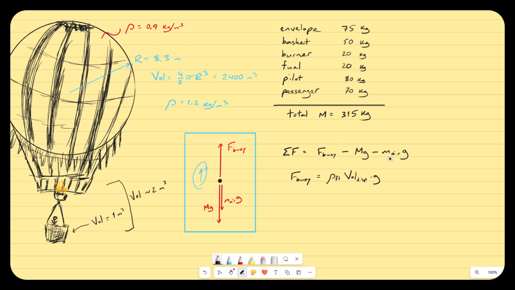My mg, I've got that. My mass of air inside the balloon is going to be the density of the air in the balloon times the volume of the balloon. That works out to be, I've got my 0.9 kilograms per cubic meter times 2400 cubic meters, and that's 2160 kilograms. It's a lot of air.